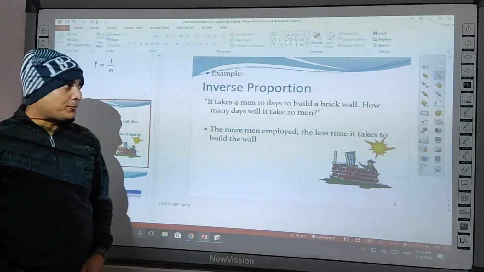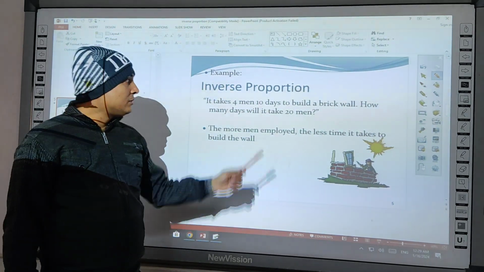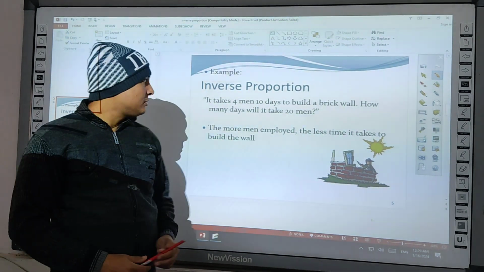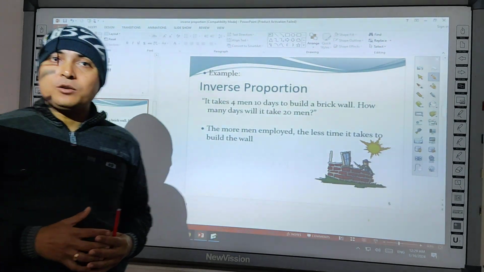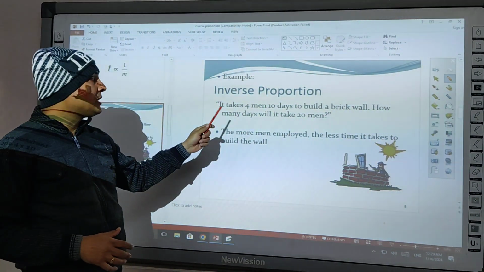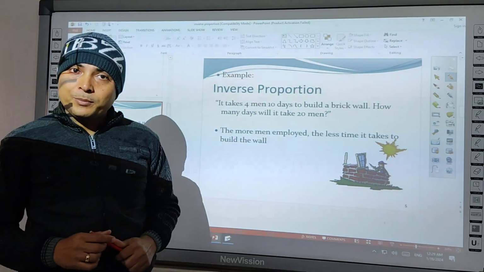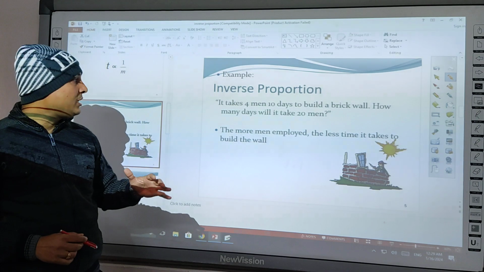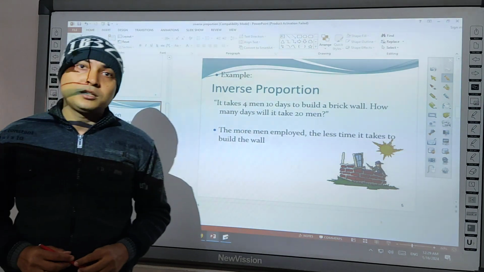Let's see another example. It takes 4 men 10 days to build a brick wall. How many days will it take 20 men? It means to build the same brick wall, if there are 20 men, how long will they take? The number of days we have to find. Surely the number of people is increasing, so they will take less time. The time will decrease because the number of people is increasing. So this kind of relation is inverse proportion.